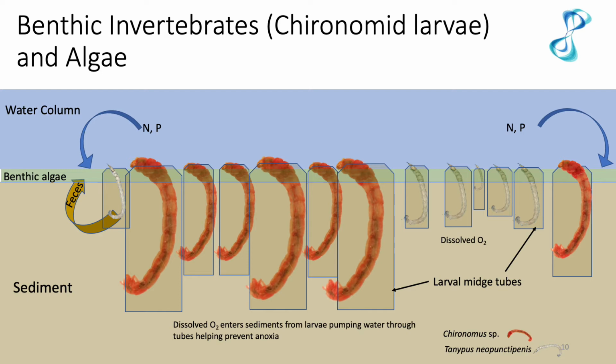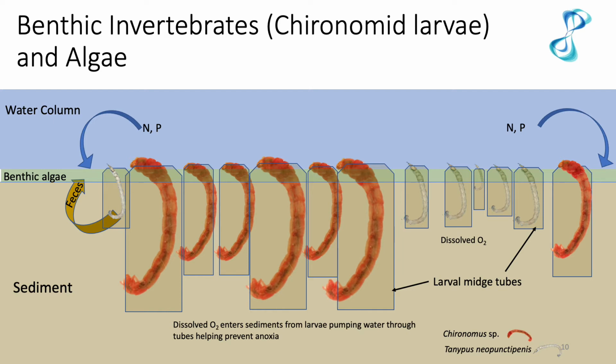There is a mutualistic positive feedback loop occurring in the benthos in the lake. It is the mutualism between midge larvae and benthic algae. Midge larvae are by far the most dominant benthic invertebrate in Utah Lake as measured by density and biomass. Two species of midges dominate, Chironomus species and Tanypus neopunctipennis.